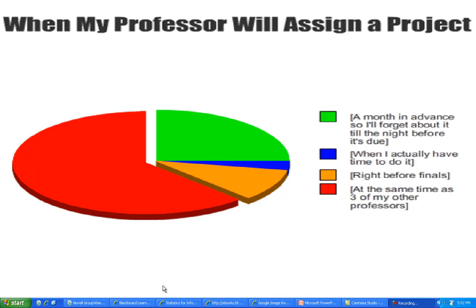Hi, LCC 150D, Statistics for Informed Decision Making. This week we're looking at Chapter 8, and Chapter 8 deals with sampling and how we get our numbers.